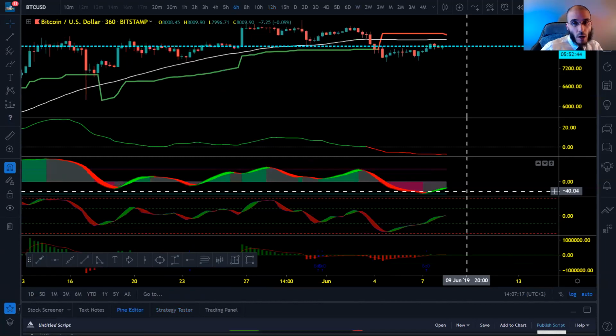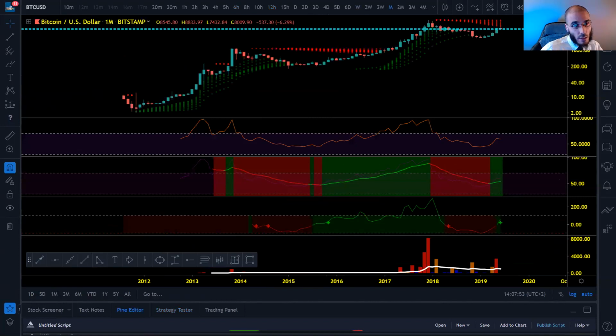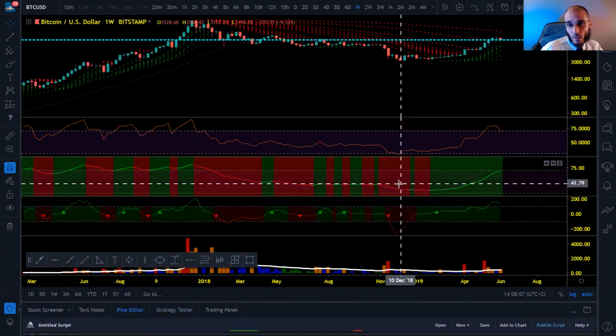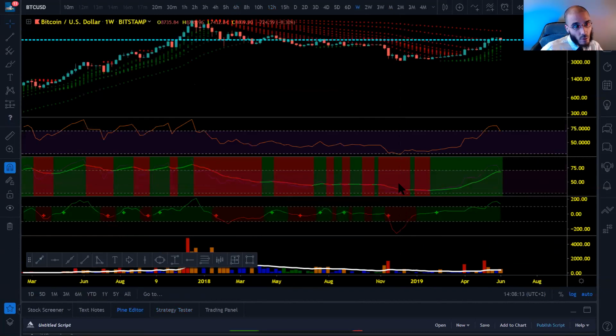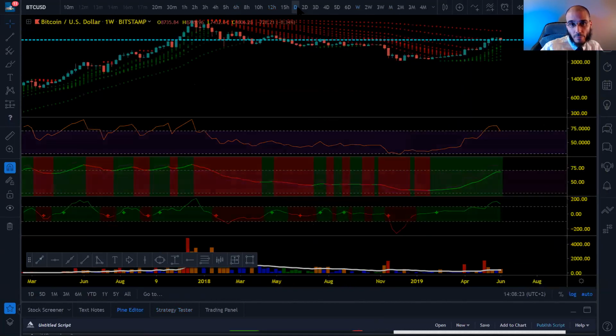Now we're going to take a look at parabolic glitter. We are on the 1 month chart and it's still negative. RSI is positive. Commodity channel is positive, and volume for now is low. Let's take a look at the 1 week chart. The first indicator is positive. The second indicator, RSI, is positive. The third indicator is positive. And the fourth indicator is high. So we are trending.